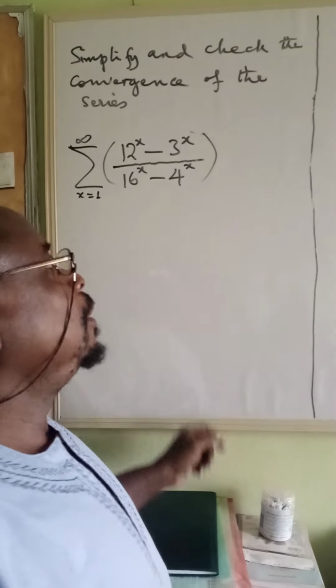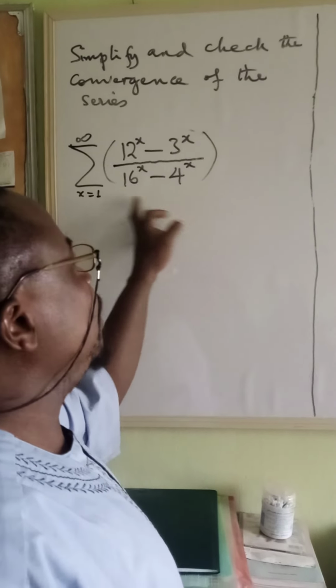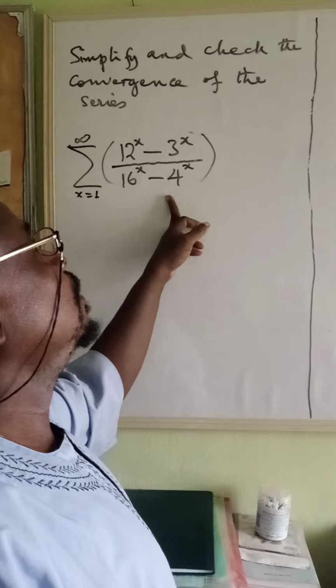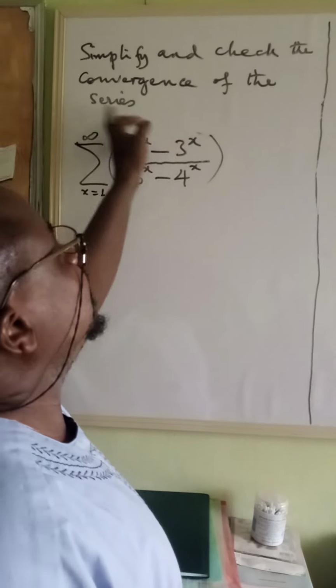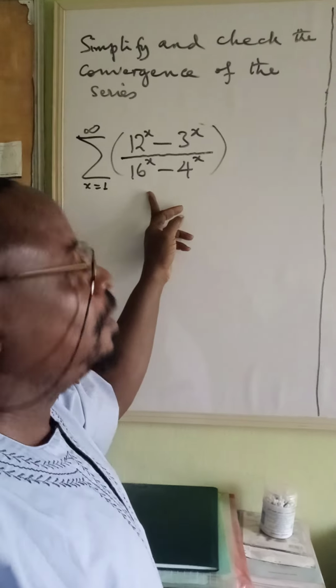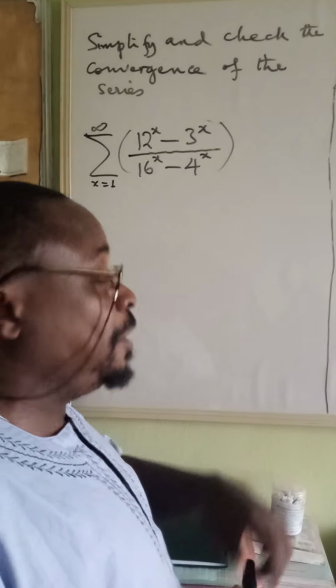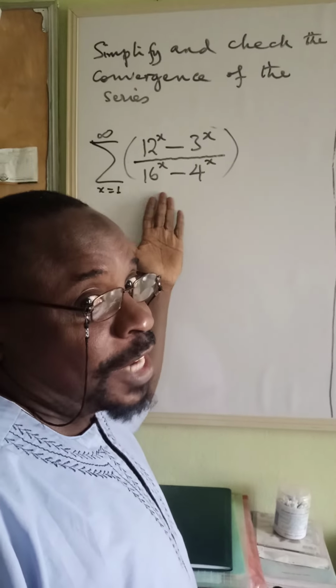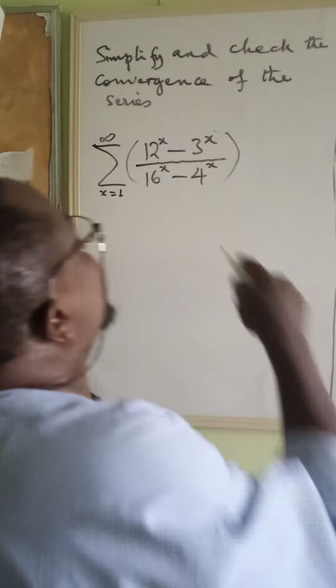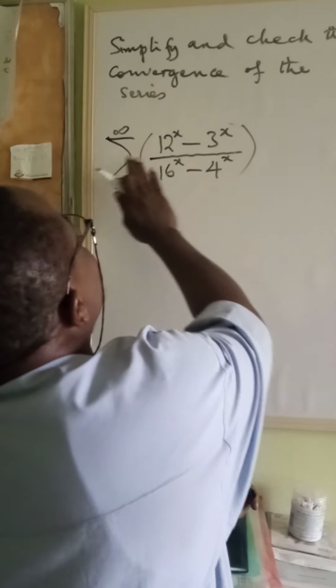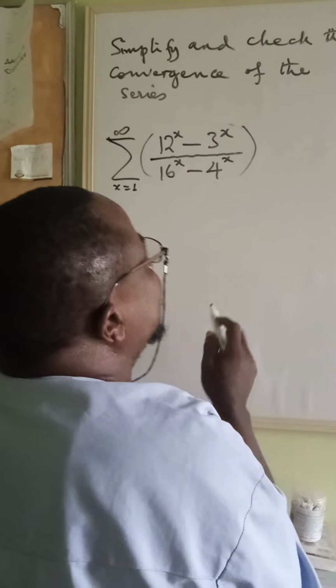I'm here to explain how to handle series of this nature. We are supposed to simplify and check for convergence of this series. Come with me, it's very easy, although it looks scary the way it is. Now we are going to pay attention to this part of it. Leave the series symbol outside yet.